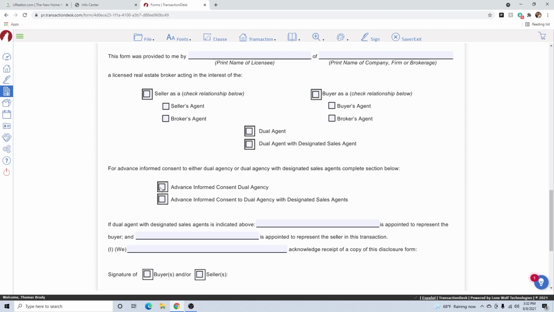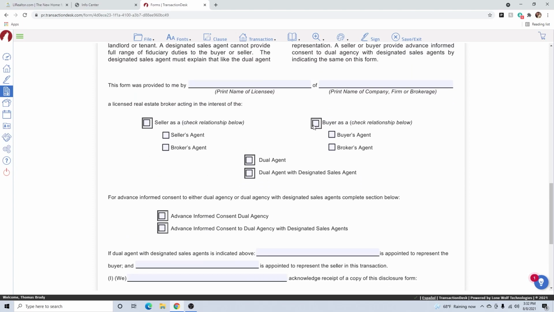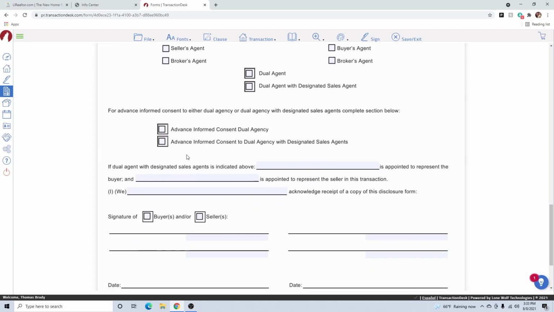So you get the advance consent from sellers so that, if you have a buyer client, you can show them the listing. The seller will be agreeing to let your buyer clients, not buyer customers, see the listing. Now in the case of a buyer, you would also check the dual agent or dual agent with designated sales agent advance consent, because that way you can show your broker's listings to your buyer client. Because the seller is a client of your broker, you would have dual agency if you have a buyer client. So it gets a little sticky.